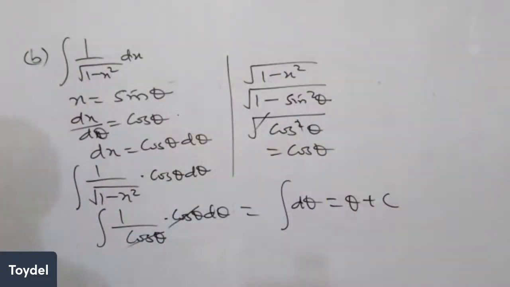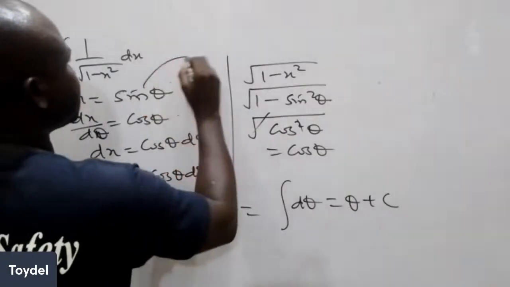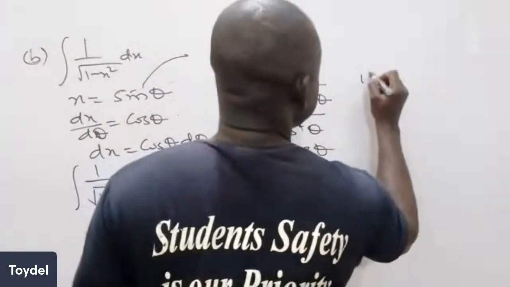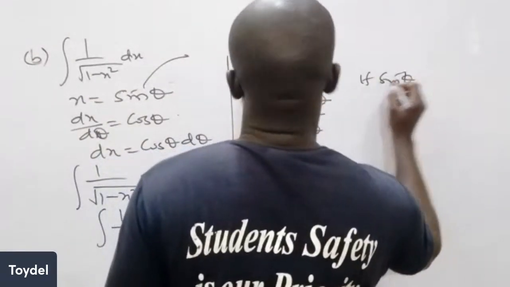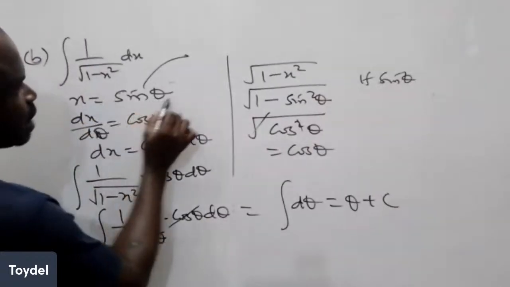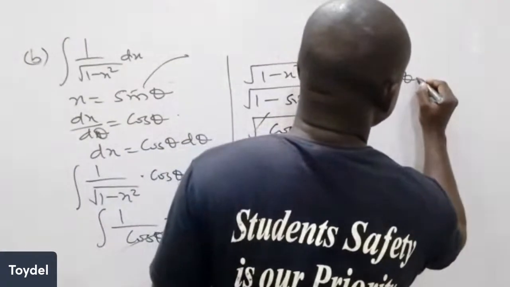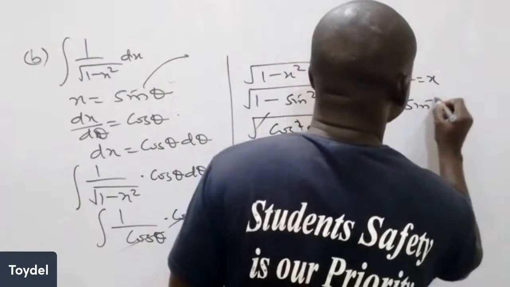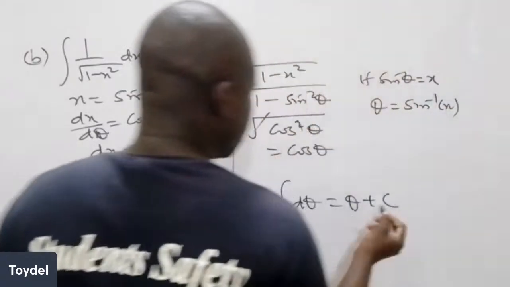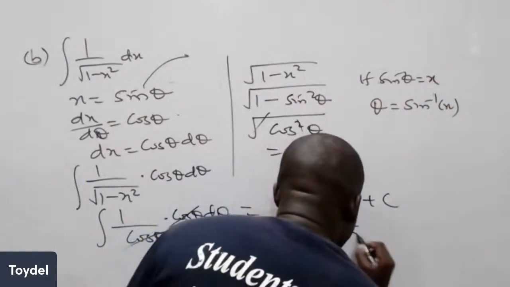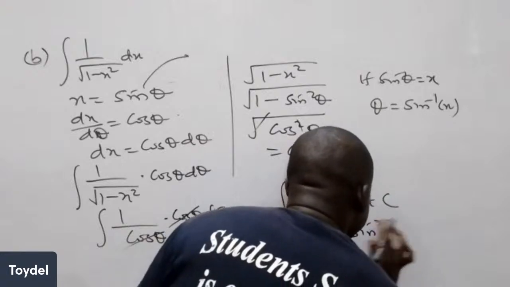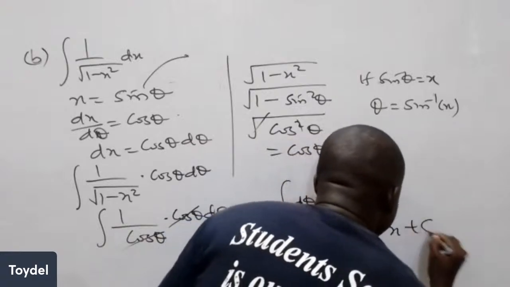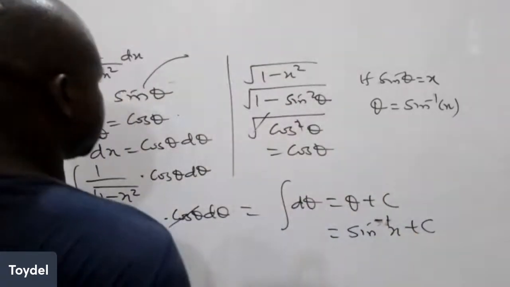So what is theta? If x is equal to sine theta, then sine theta is equal to x, so what is theta? Theta will be equal to arc sine x. So from here, the final answer will be arc sine x plus arbitrary constant. That is what I'm going to get.